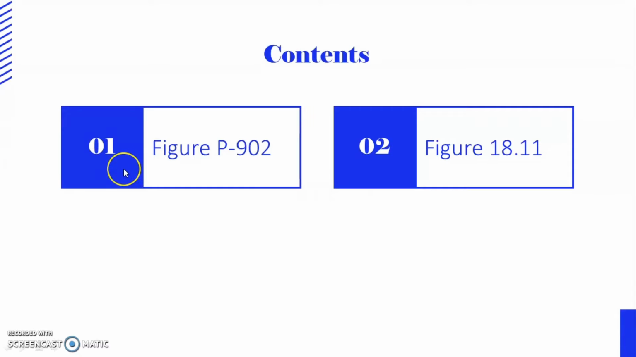The first problem is a problem that has figure P-902 and the second problem is a problem that has figure 18.11.